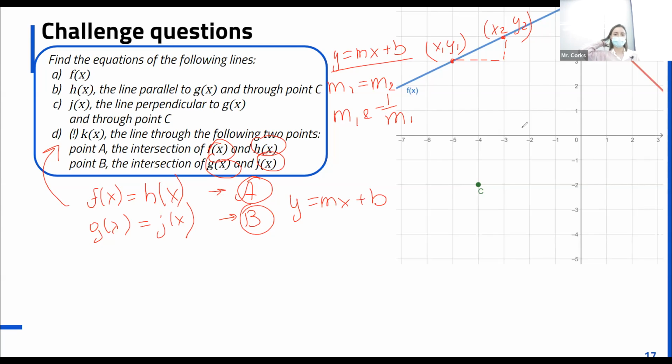So please take a screenshot if you need this. You can try to solve it later on by yourself. And let's get to our last task.